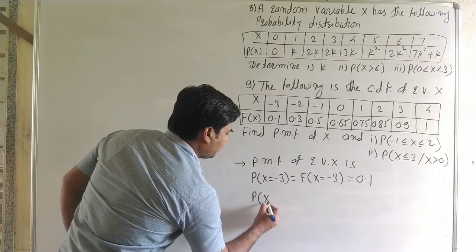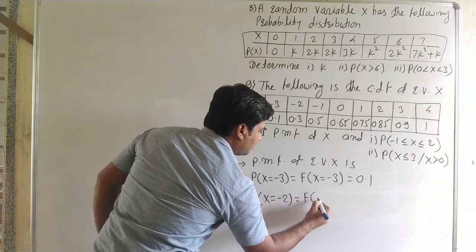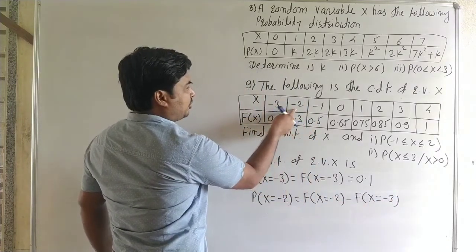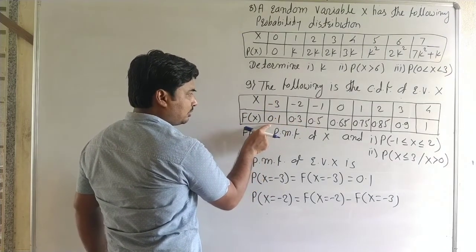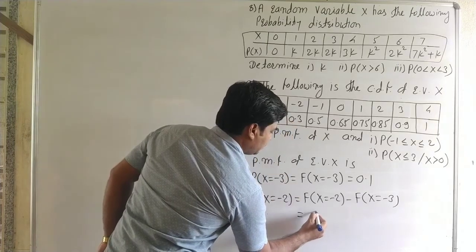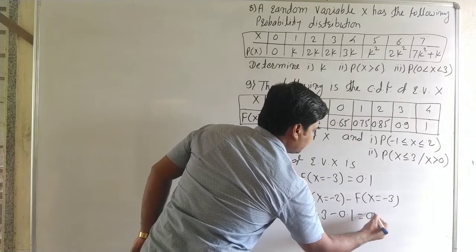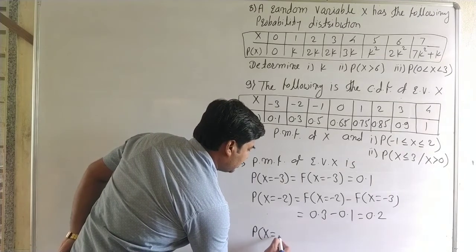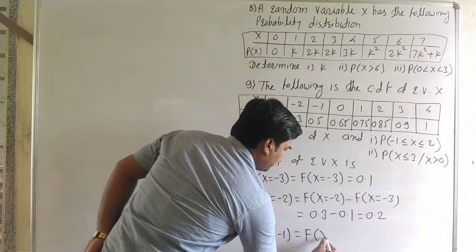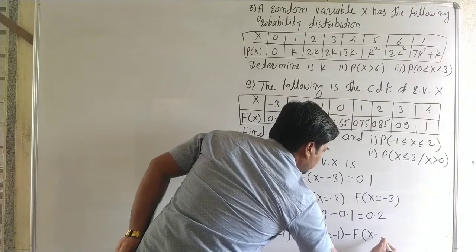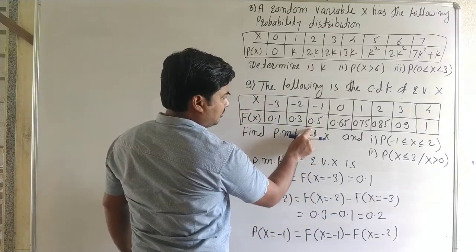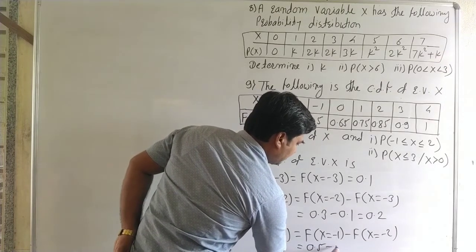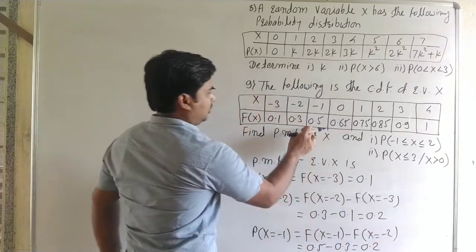Then the probability of X equal to minus 2 is F of minus 2 minus F of minus 3. Therefore we get 0.3 minus 0.1, and that is 0.2. Here it is the probability of X equal to minus 2. Then the probability of X equal to minus 1 is F of minus 1 minus F of minus 2. Then it is 0.5 minus 0.3, which is 0.2.